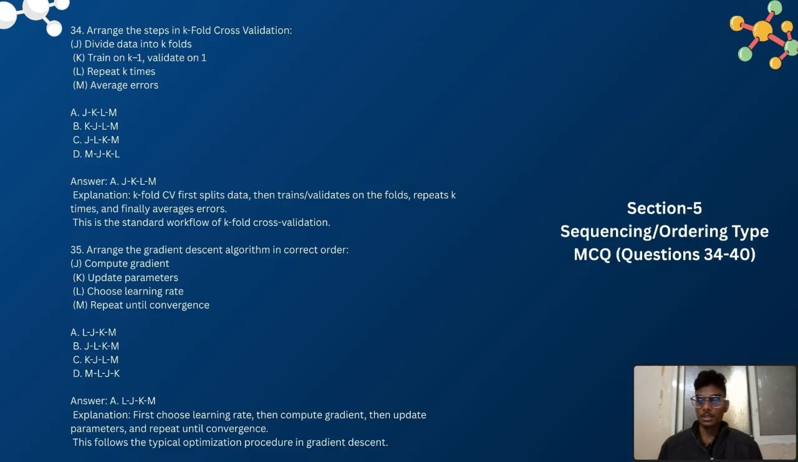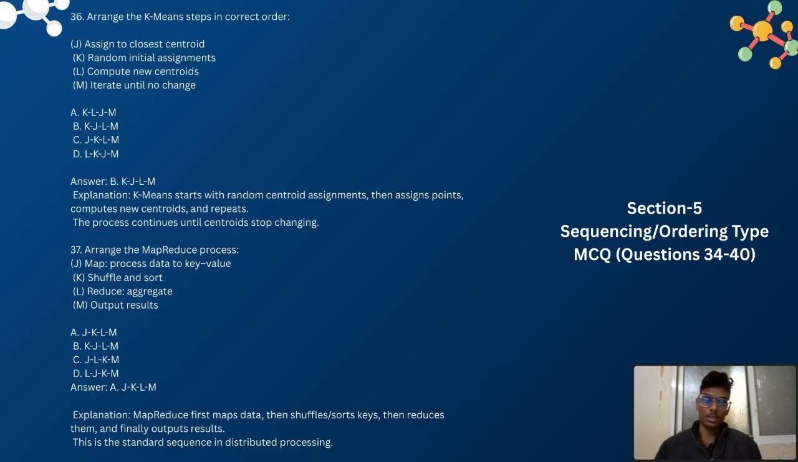Question number 36. Arrange the k-means steps in correct order. The answer is K, J, L, M. K-means starts with random centroid assignment, then assigns points, computes new centroids, and repeats. The process continues until the centroids stop changing.